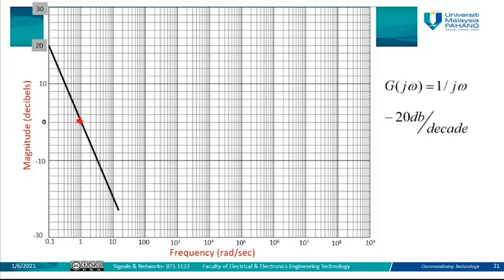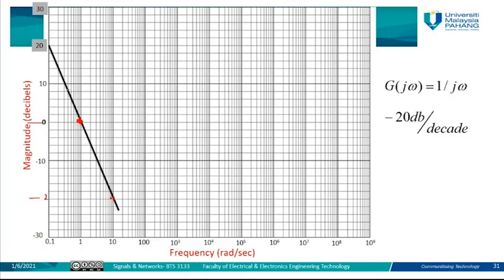So this is the 0 point. Starting from point 1, it was 20. At 1 it is equal to 0. At 10, it will be negative 20. So where is 10 here? This is 10. This value is negative 20. Then at 100, it will be negative 40 and so on.